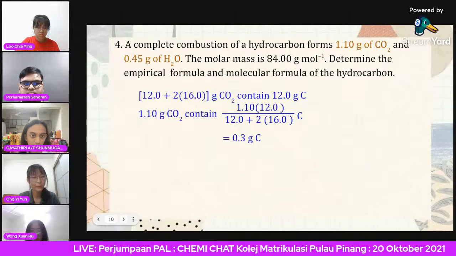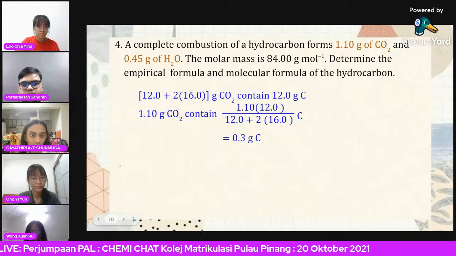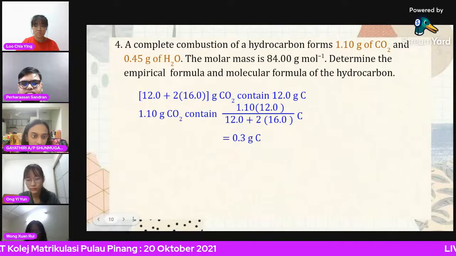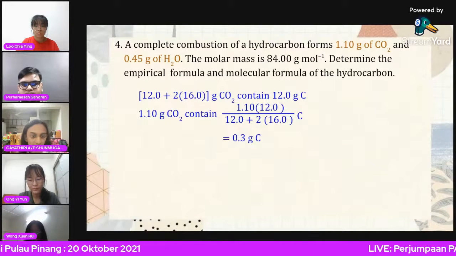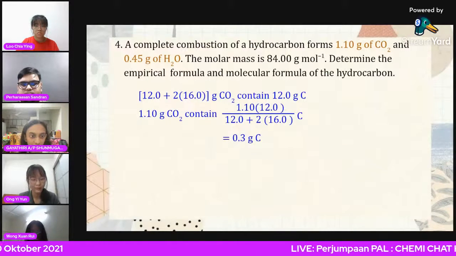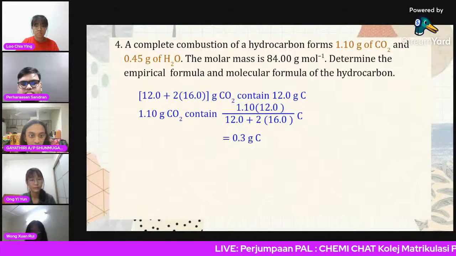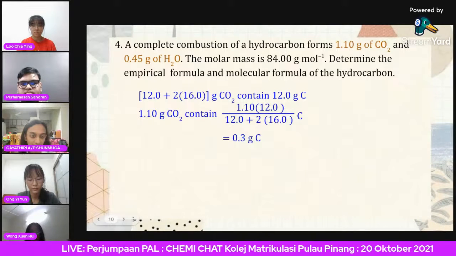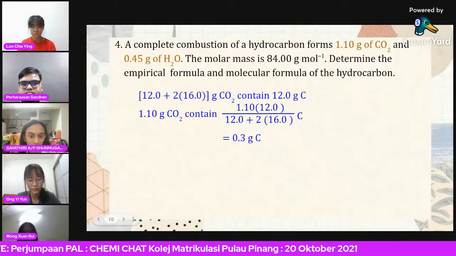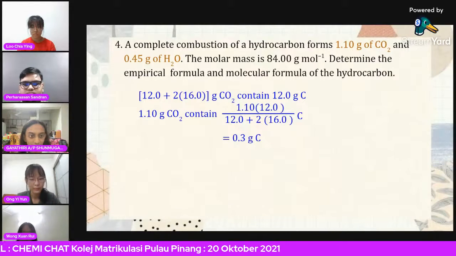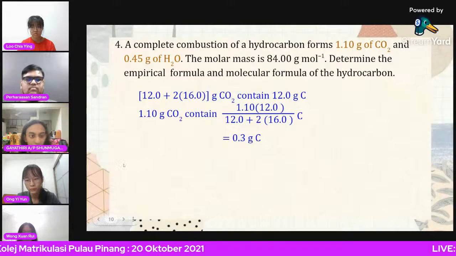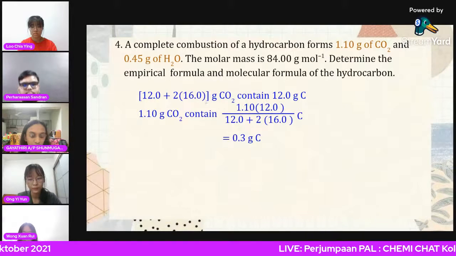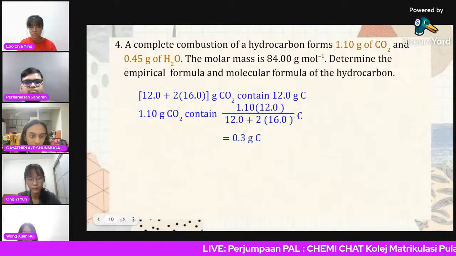To solve this question, we have to find the mass of hydrogen and carbon. To find the mass of carbon, 12.0 plus 2 times 16.0 gram of carbon dioxide contains 12.0 gram of carbon. 1.10 gram of carbon dioxide contains 1.10 times 12.0 divided by 12.0 plus 2 times 16.0 carbon, which you will get 0.3 gram of carbon.